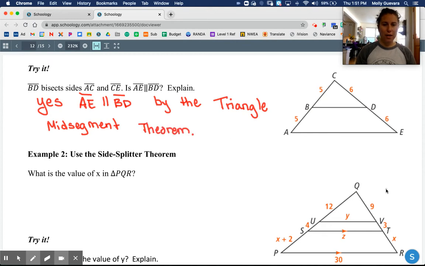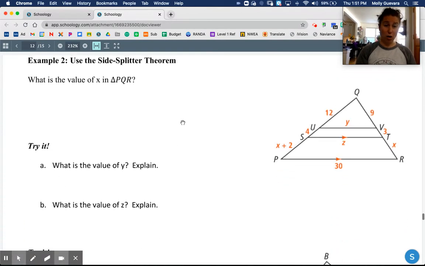By the triangle midsegment theorem, these two lines are in fact parallel, because if I have a segment that bisects both sides, it is automatically parallel. So that's just going through things in general. Now let's actually look at problems and solve them.